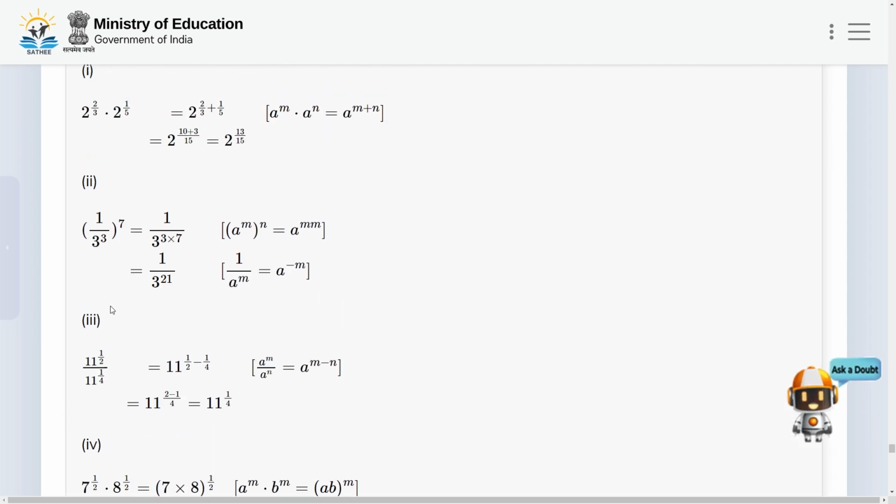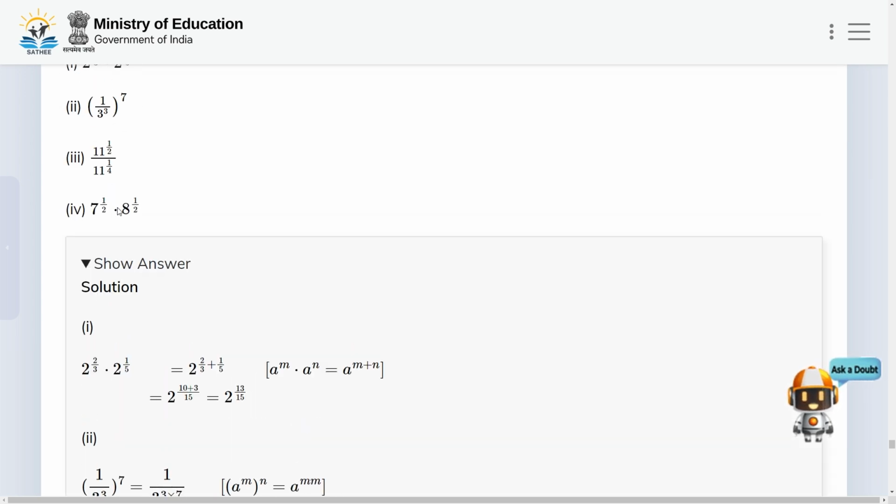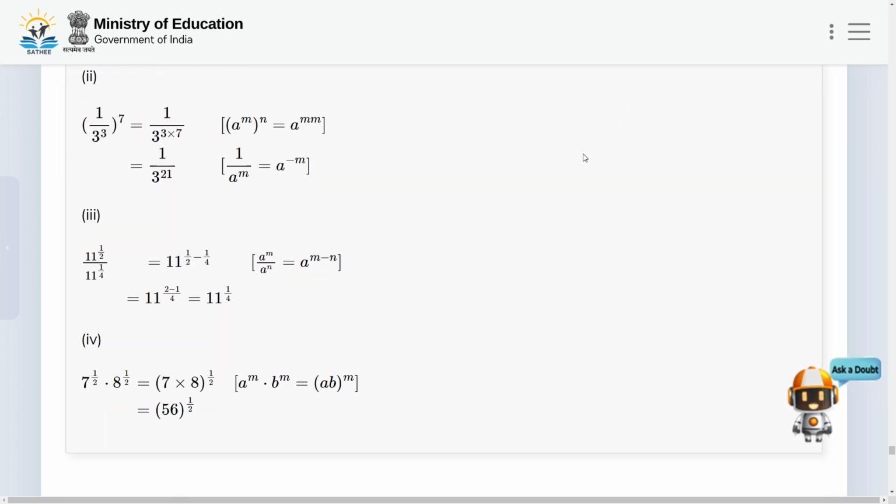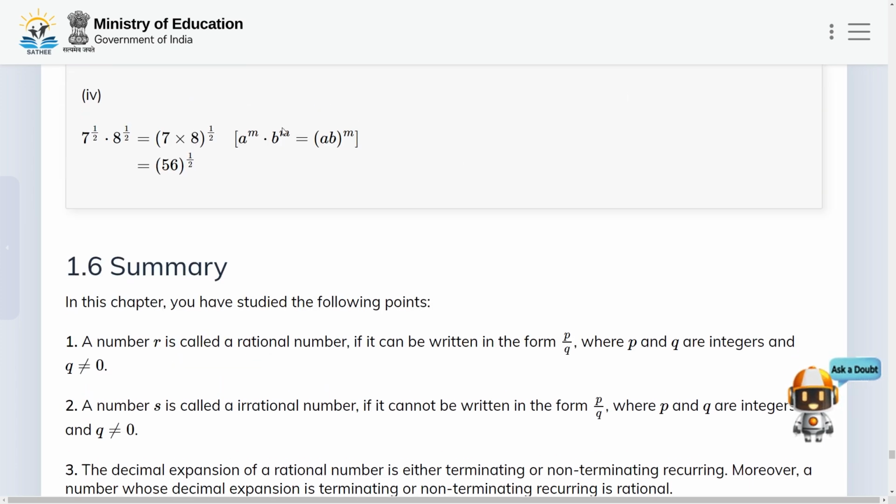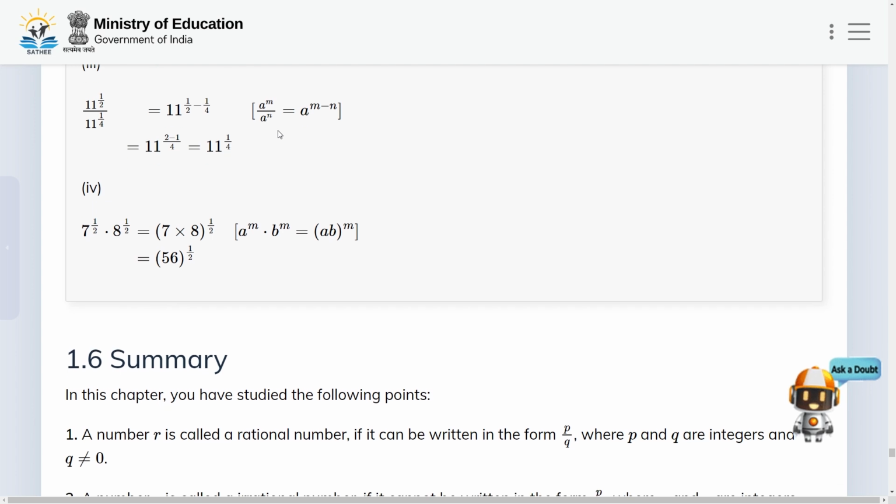So in the next one, here we have 7 to the power 1 by 2 into 8 to the power 1 by 2. Okay, so we know this formula: a to the power m into b to the power m is equal to ab whole to the power m. So now 7 to the power 1 by 2 into 8 to the power 1 by 2 is equal to (7 into 8) whole to the power 1 by 2.